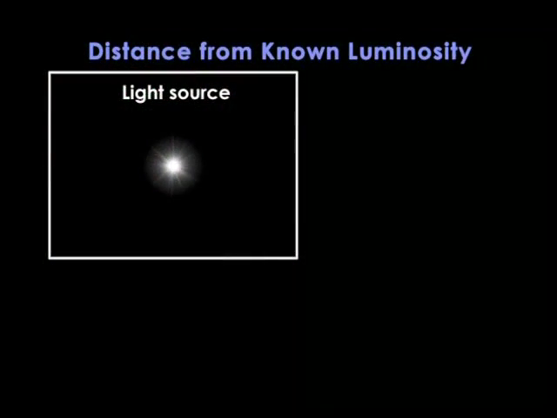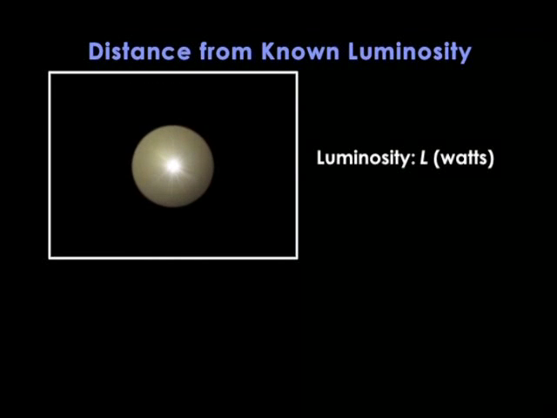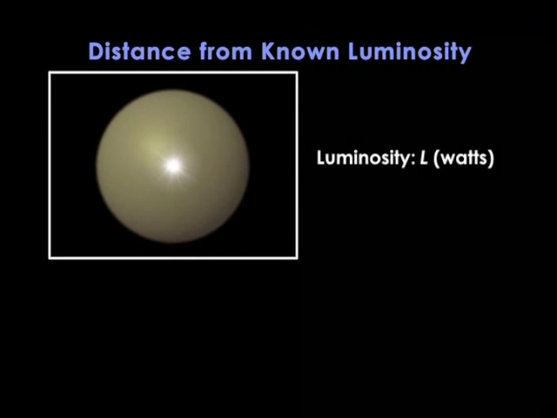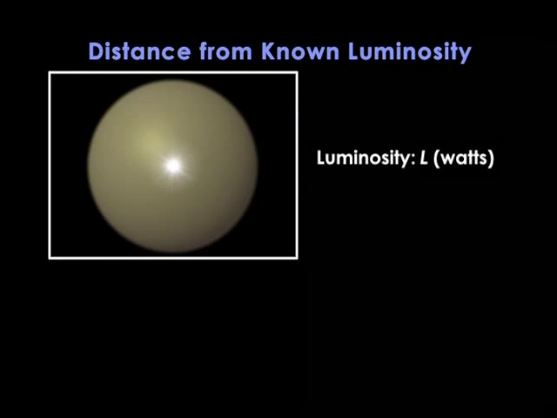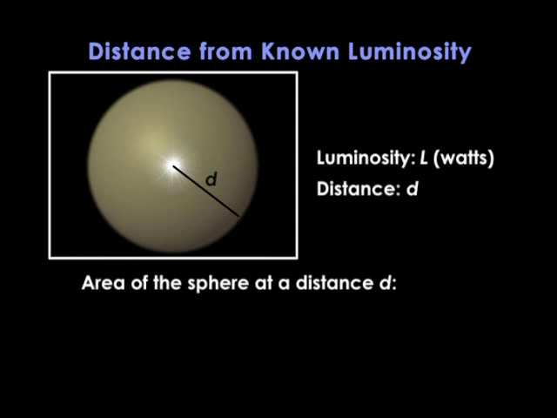Now, this diagram spells out the method a bit more precisely. Imagine an object, a star or a galaxy, it really doesn't matter what, with a known luminosity, L. Now, the units of L are watts, just like the labels on light bulbs. As the light from that object moves out, it becomes spread over ever larger spheres. Now, at a distance d, the area of the sphere from high school geometry is A equals 4 pi d squared.